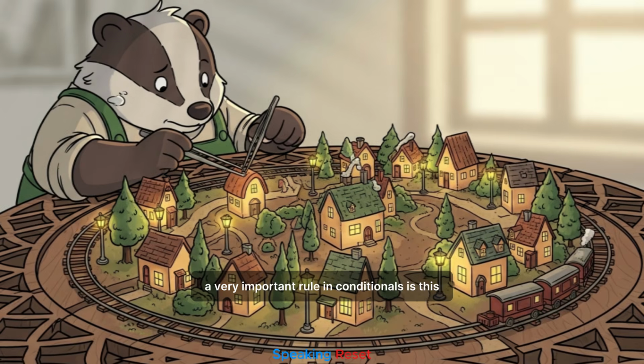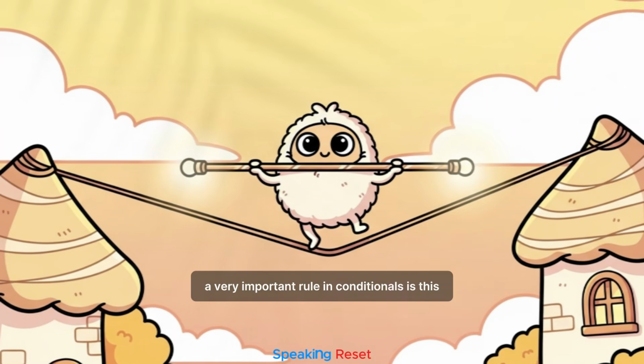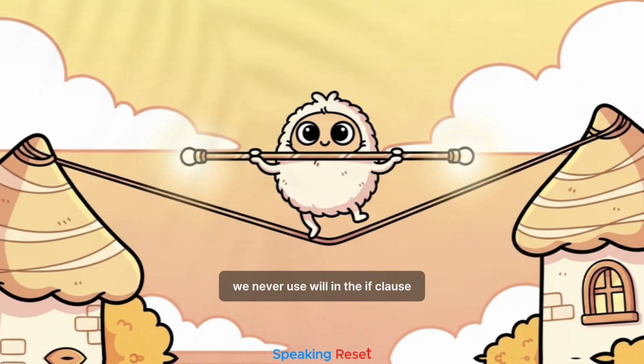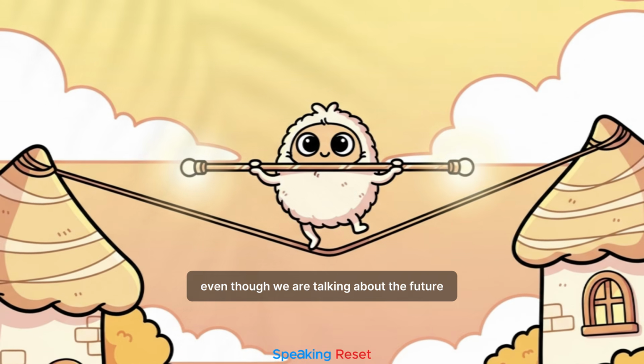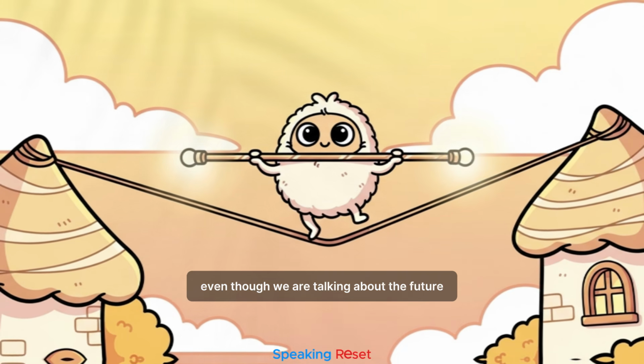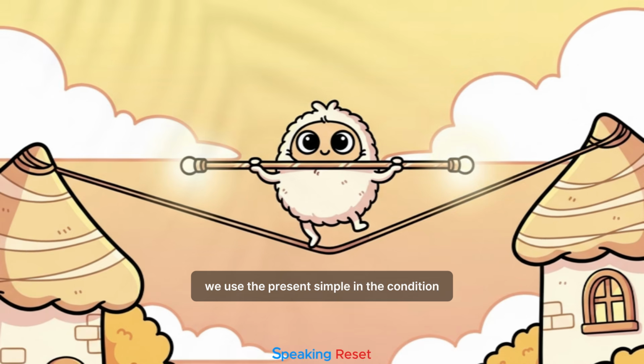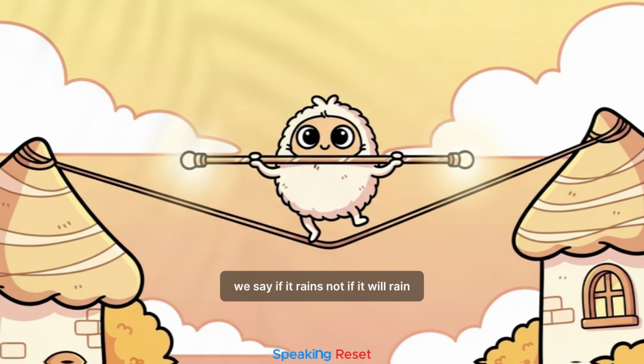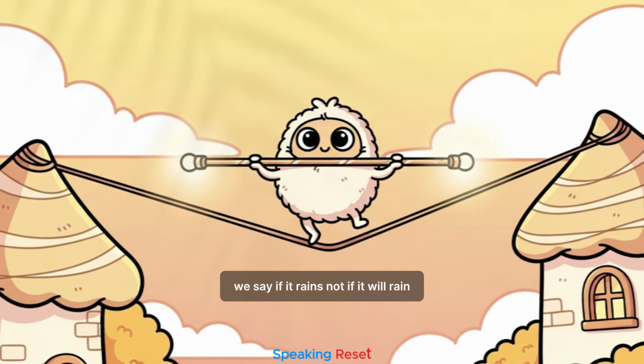A very important rule in conditionals is this. We never use will in the if clause. Even though we are talking about the future, we use the present simple in the condition. We say if it rains, not if it will rain.